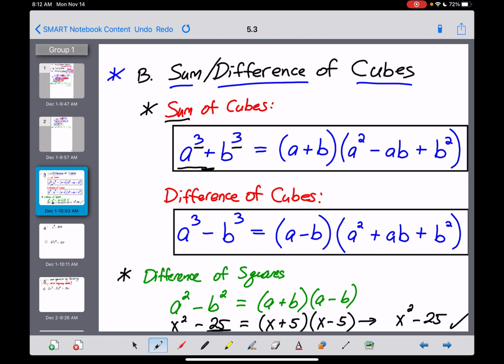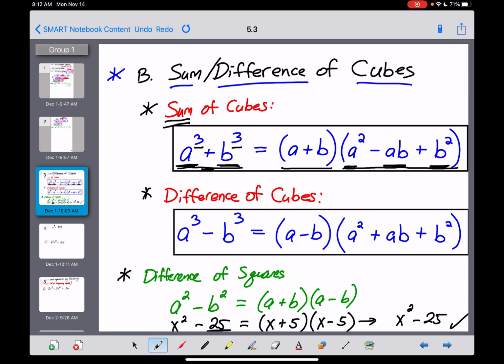But here's the factoring pattern for a sum of cubes. A cubed plus b cubed breaks down into the following. It's the binomial a plus b, a being the cube root of your first term, and b being the cube root of your second term. And then that binomial gets multiplied by this trinomial right here, a squared minus the product of a times b, and then plus b squared at the end of all that. That is the formula, you guys, for a sum of cubes.